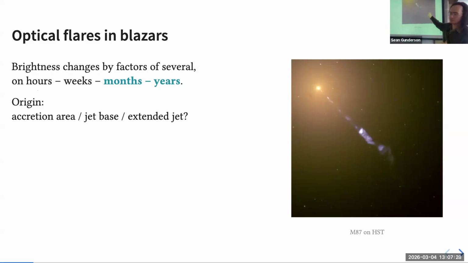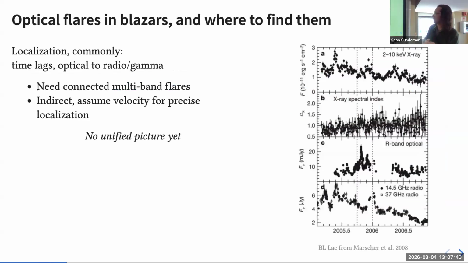Typically, we don't see these images because optical telescopes just don't typically have the resolution that we need, aside from probably optical interferometers. And how the localization is done typically, for optical flares, for gamma ray flares, and in blazars as well, is through time lags. So there is one band where we can directly see the emission and directly see the changes and the internal structure.